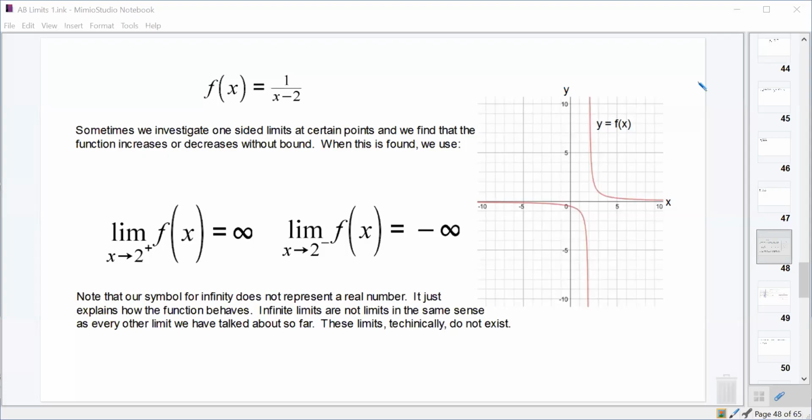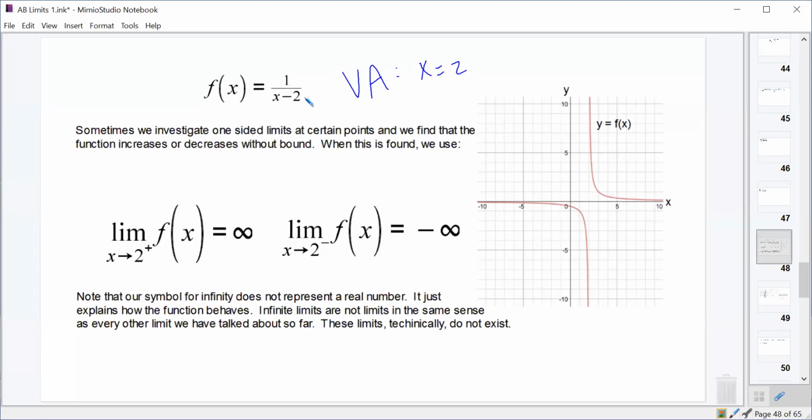We're going to first look at f of x equals 1 over x minus 2. With any luck, you should all be able to tell me very quickly and very easily that this has a vertical asymptote at what value? X equals 2, right? Because the denominator would be 0 if x was 2, but the numerator would not be 0, right?